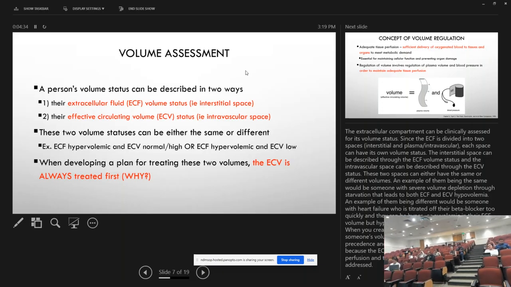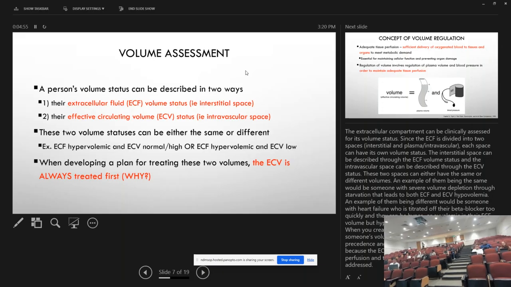When you develop a plan for treating these two volumes, effective circulatory volume is always treated first. Why is that? Because of the pressure. What pressure? Blood pressure, exactly. So the effective circulating volume is important for the blood pressure, and more important because of the perfusion pressure of your main organs, such as your brain, heart, kidneys, etc.